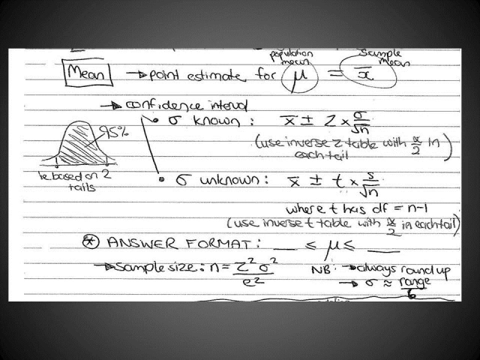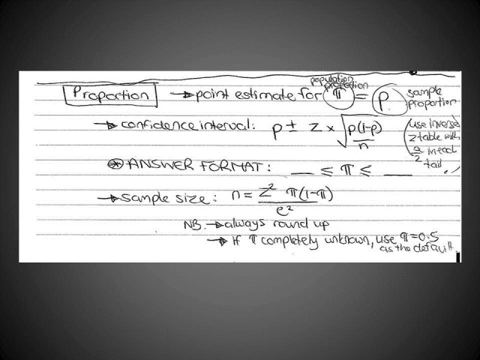Now, we also had a look at proportions. Remembering that, again, we're trying to say something about the population. So in this case, we're trying to say something about population proportion pi. Our point estimate would just be our sample proportion p. So once again, the sample statistic is the point estimate for our population parameter.